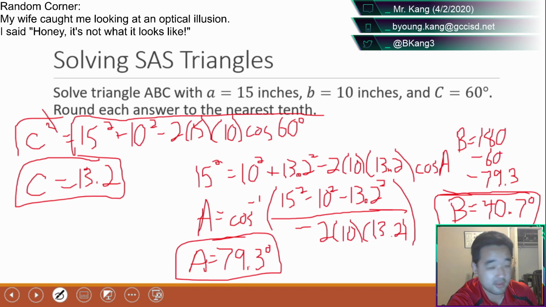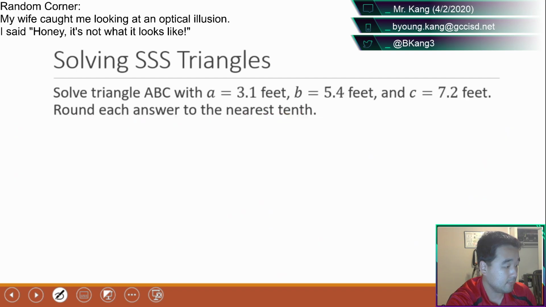We're going to do one more example of this, and then we have a formula at the end as well. But this was a side-angle-side triangle. The other type of triangle you have to deal with is a side-side-side triangle. I don't see any questions in chat, so we're going to move on. Okay, side-side-side.